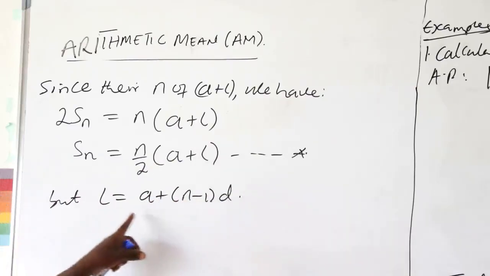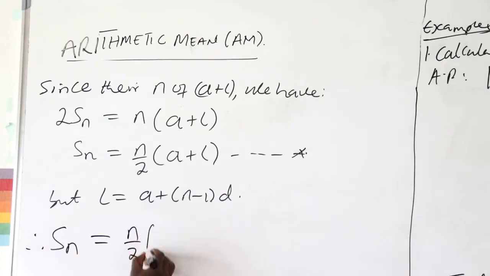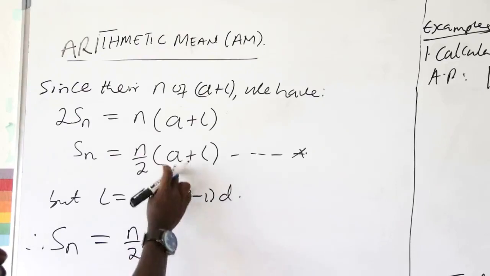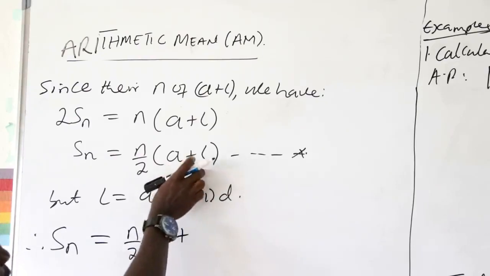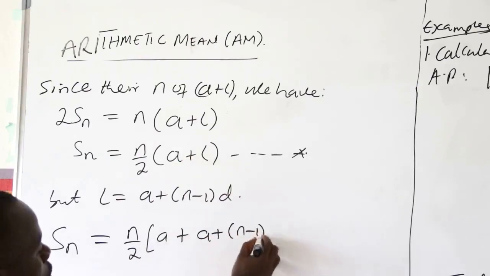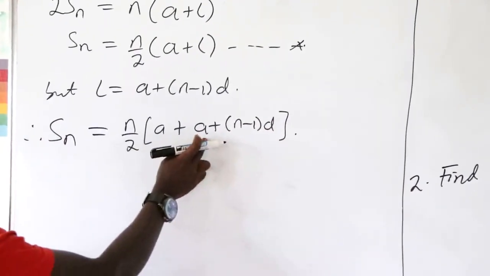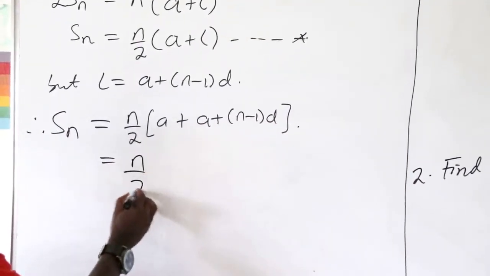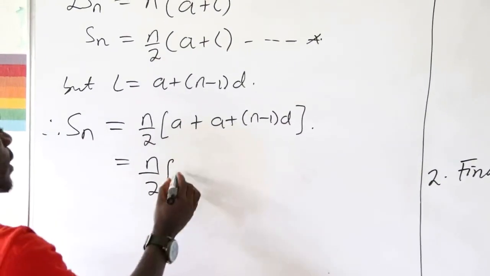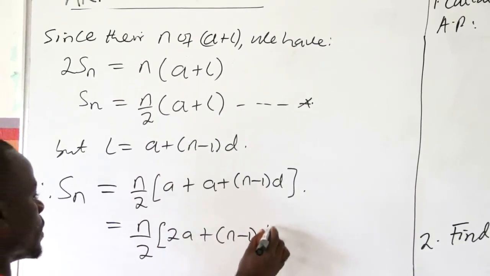That last term is the same thing as the n term, isn't it? So that means Sn is equivalent to n all over 2 into a, plus we're now substituting here for L. So instead of L now, I'll have a plus (n minus 1)d. So here now we have a plus a, isn't it? So it becomes n all over 2 into (a plus a, we have 2a, then plus (n minus 1)d).